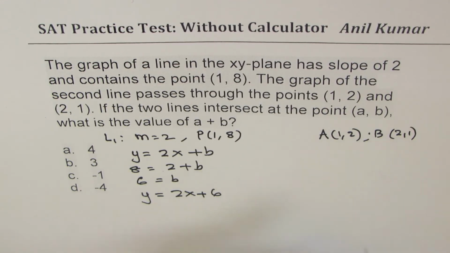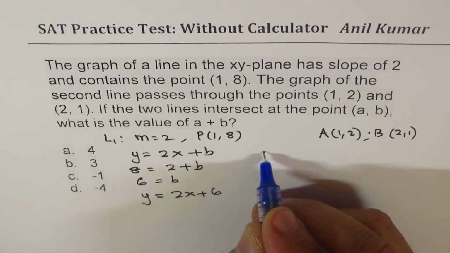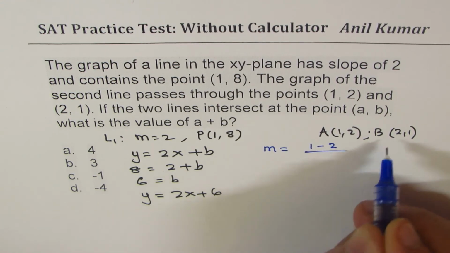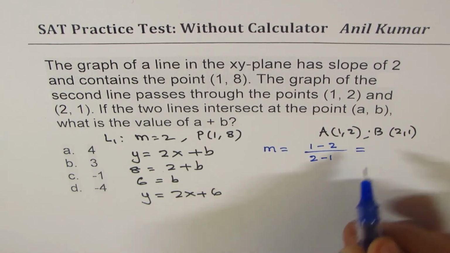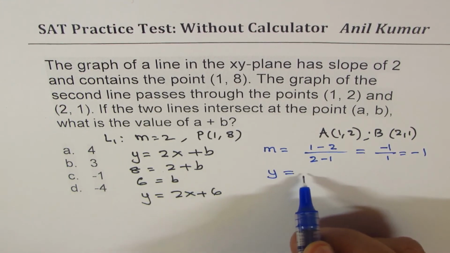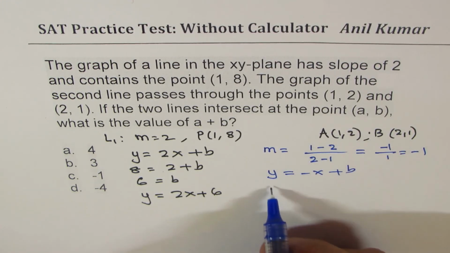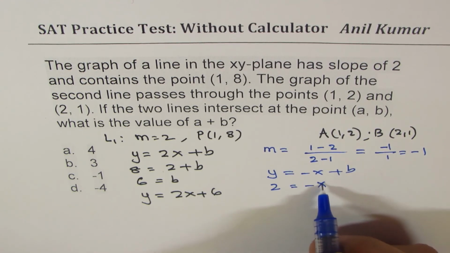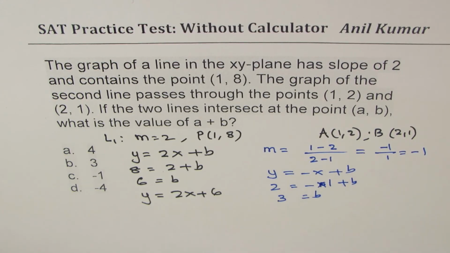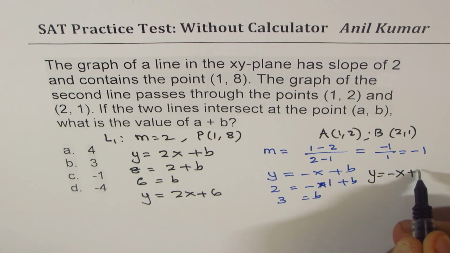Now here we have to first find the slope, right? So let's find the slope first. So we have m equals y2 minus y1, that is 1 minus 2 divided by 2 minus 1, which is minus 1 over 1, which is minus 1. So we get y equals minus x plus b. You could use any point, 1, 2. Let's use that. So 2 is for this, minus x, minus 1 plus b. So b is 3 for you, correct? Since b is 3, the equation of this line will be y equals minus x plus 3.